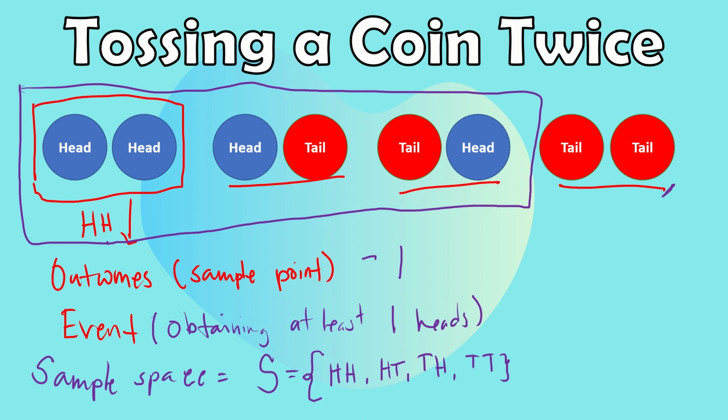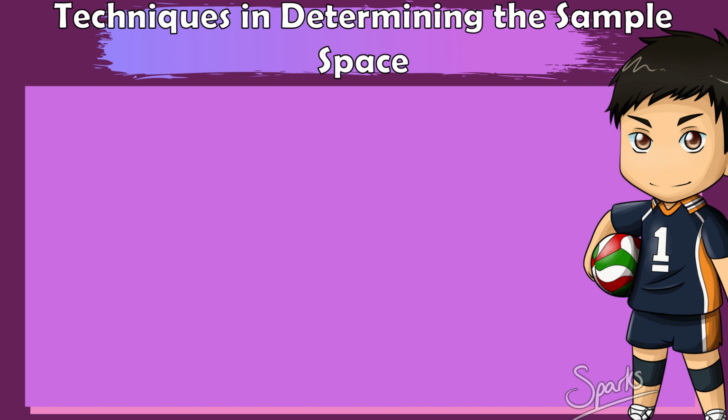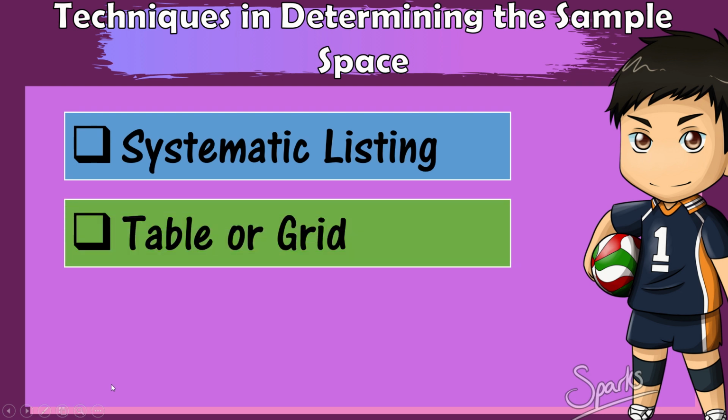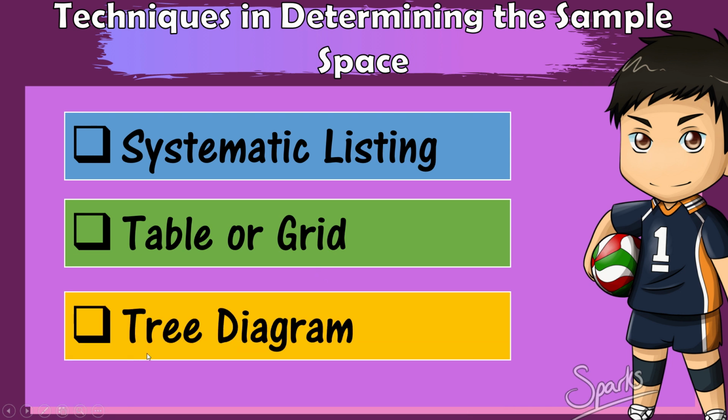Now, we will now be proceeding with the techniques in determining the sample space. Paano ba mag-determine ng sample space? So, there are different techniques po na pwede nating gamitin in determining the sample space. The first one is by systematic listing. Second is using a table or grid. And the last one is using a tree diagram. Okay po, let's have examples using those three techniques in determining the sample space.